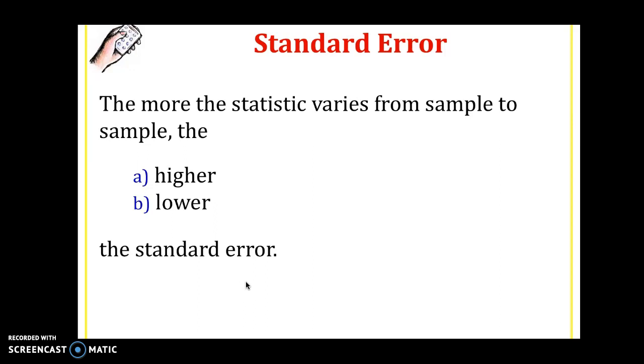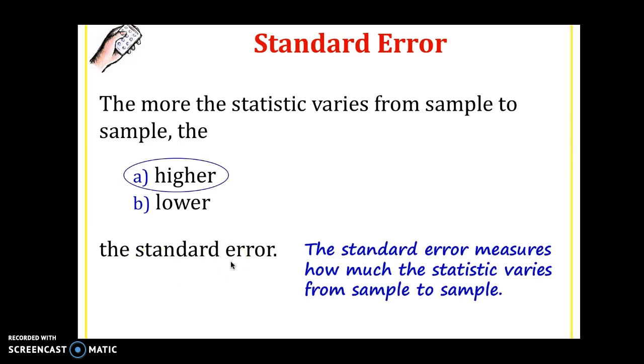So the more a statistic varies from sample to sample, think of the Reese's Pieces example we did. We had one that went up to 0.7, 0.8, 80%, and then we had a couple at 30 and 20%. Most of them were 40, 50, 60%. But the more the statistic varies from sample to sample, what's going to happen to the standard error? It's going to get higher. Again, the standard error measures how much the statistic varies from sample to sample. The standard error is a standard deviation just of the sampling distribution.